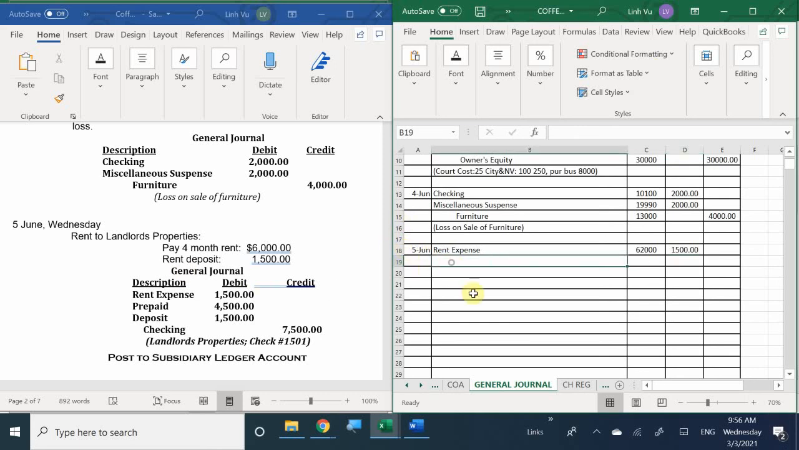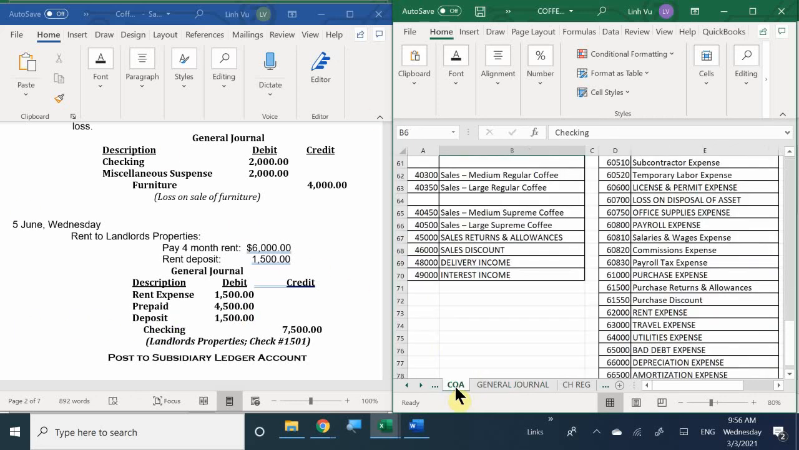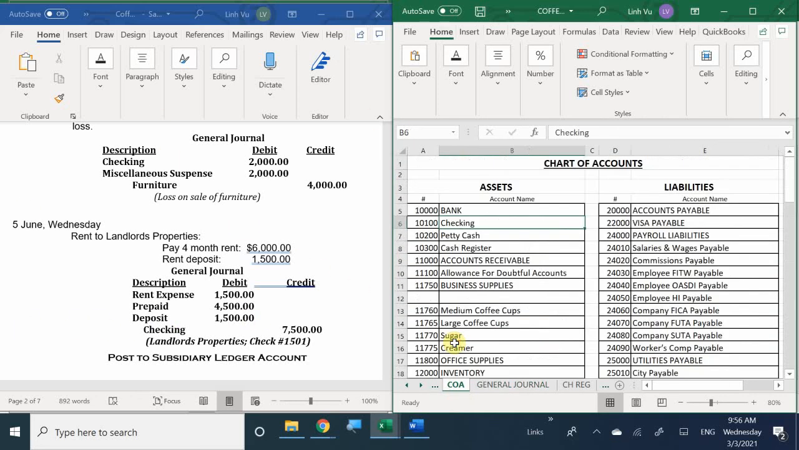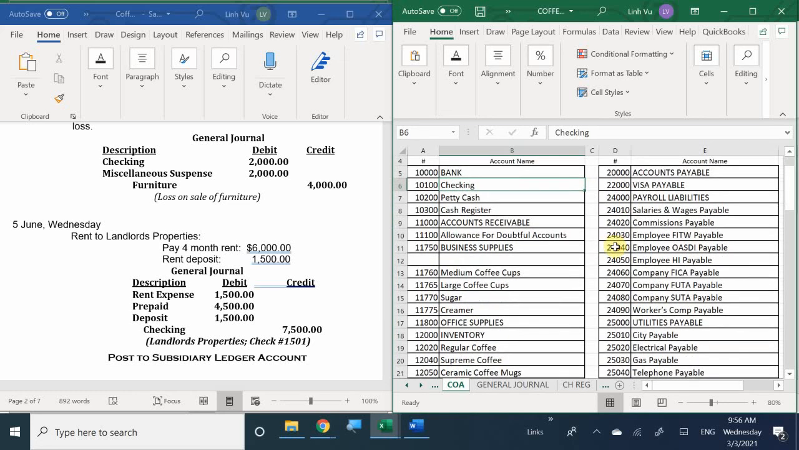Okay? How much was my prepaid rent? 4,500. Yes, because we're paying 3 months in advance. So in this case, what account do I have that has prepaid in it? What is prepaid rent? Do you remember this? What is prepaid? It's an asset. What kind of asset?